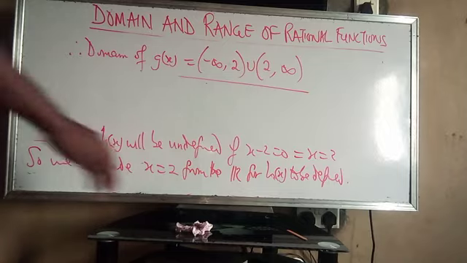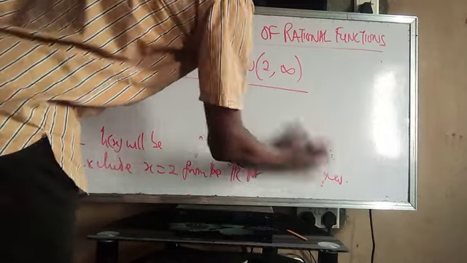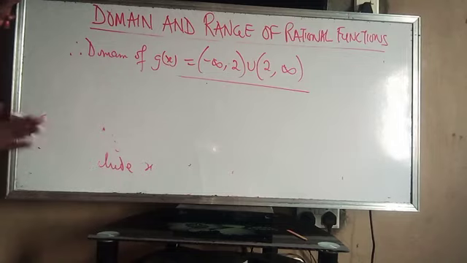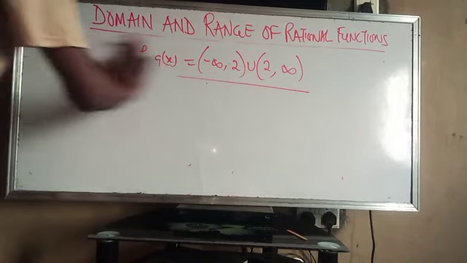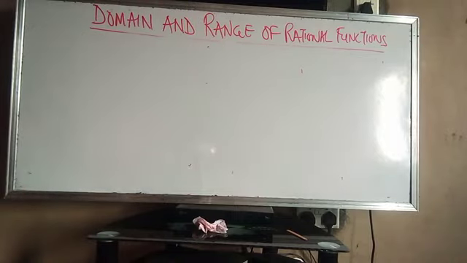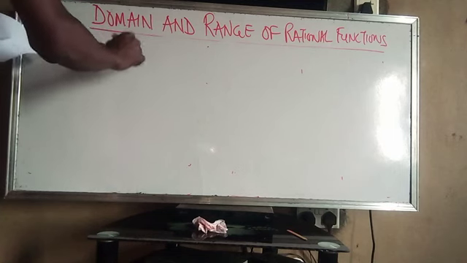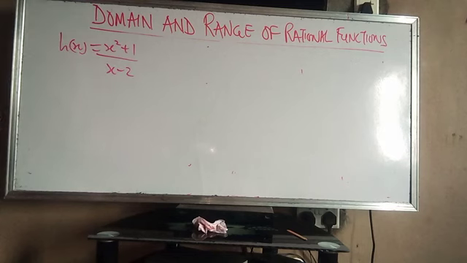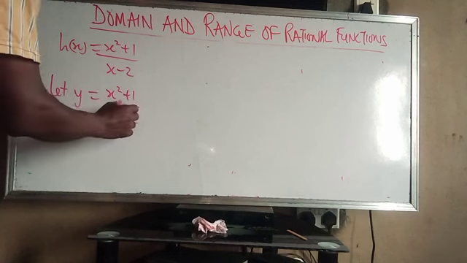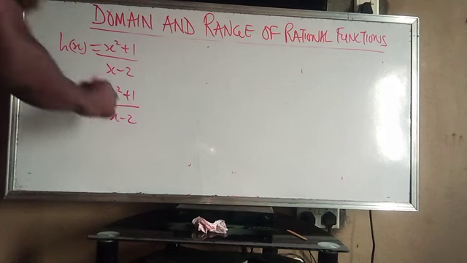Now, how do we find the range? How do we find the range? Using our usual method of taking the limit as x tends to infinity. Let's check. We have h of x is equal to x squared plus 1 all over x minus 2. Now, to find the range, let y equal x squared plus 1 all over x minus 2. So by the time you cross multiply, that's the method.